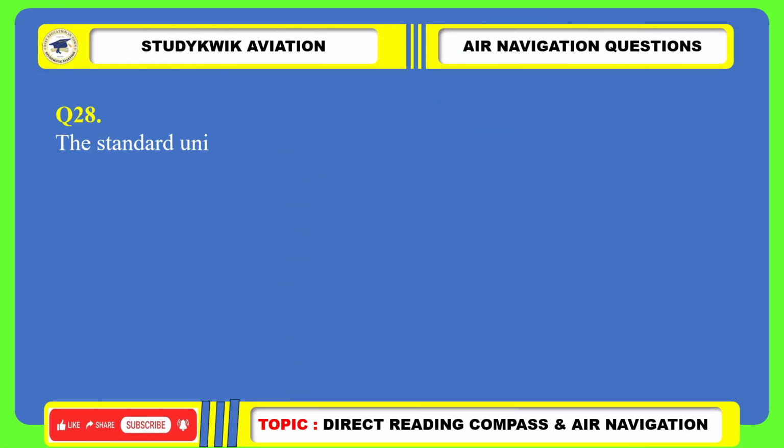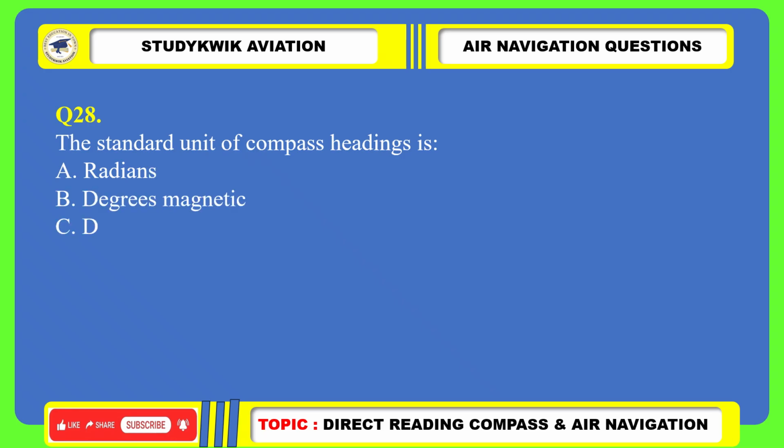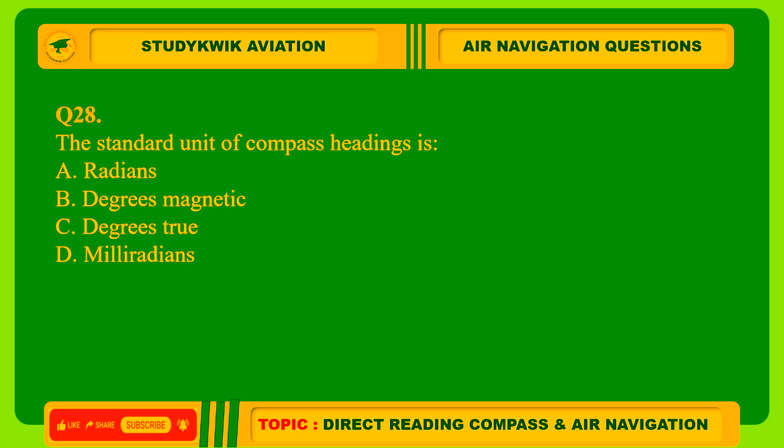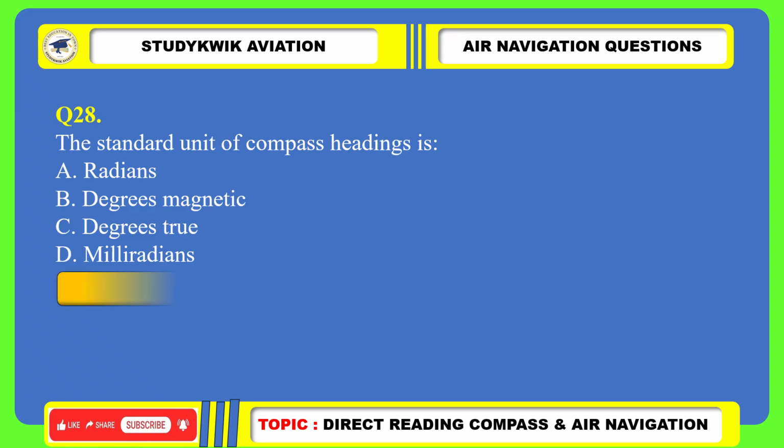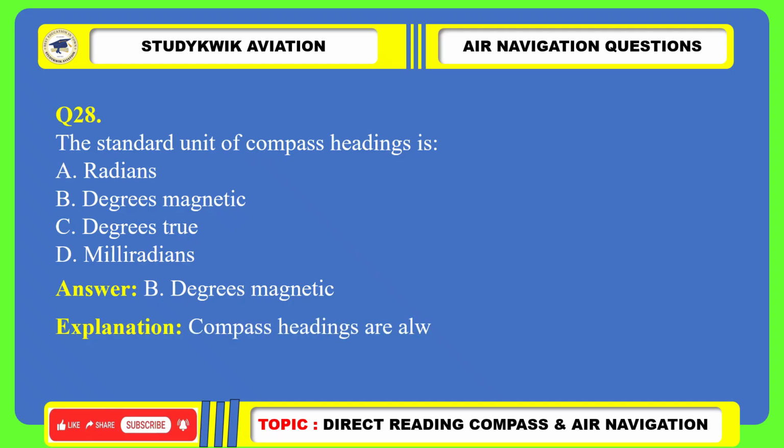Question 28. The standard unit of compass headings is radians, degrees magnetic, degrees true, milliradians. The correct answer is B. Degrees magnetic. Compass headings are always measured relative to magnetic north.